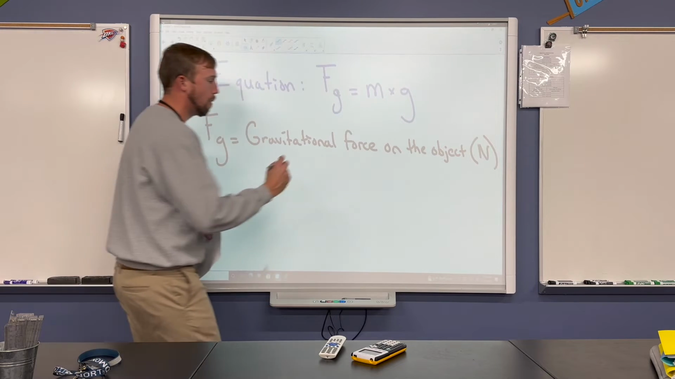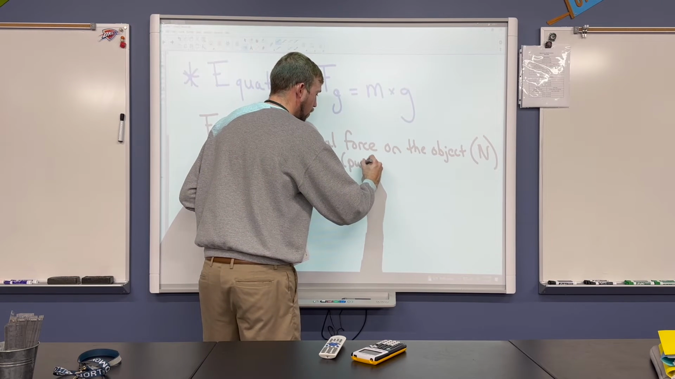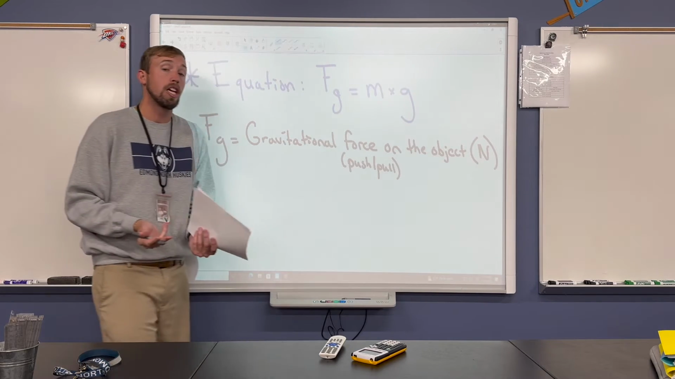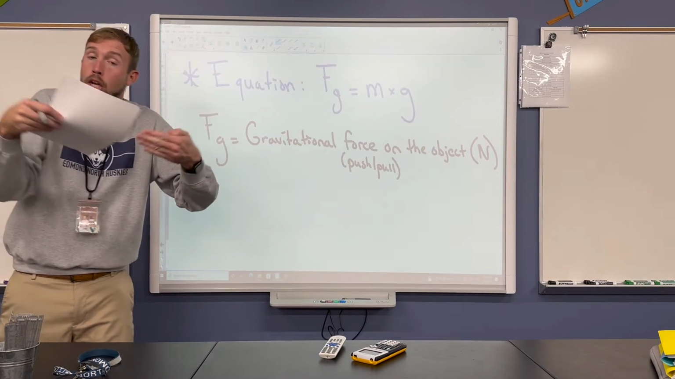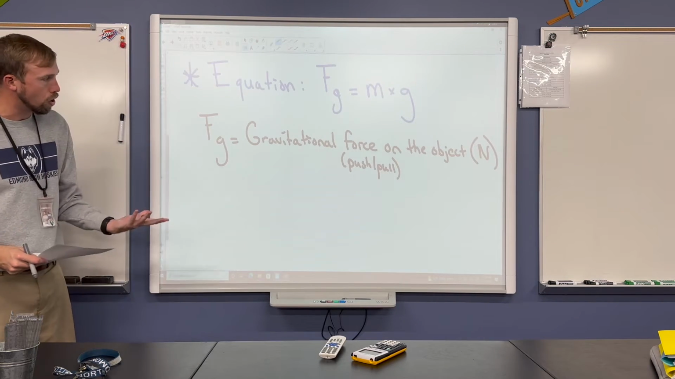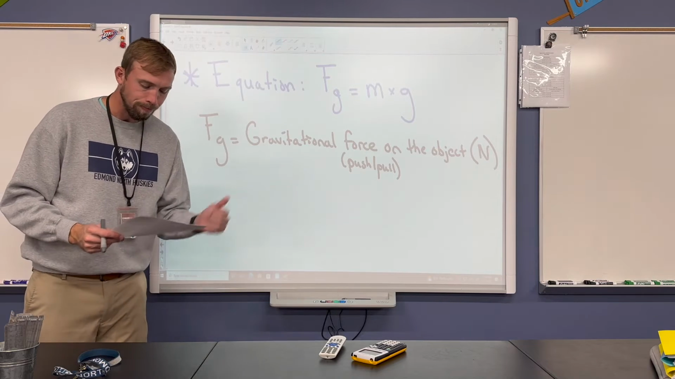And again, remember, anytime we talk about a force, it's just a push or a pull. Specifically here, when we talk about gravitational forces, we're talking about pulls, attractions between two objects. So F sub g represents the gravitational force on the object.